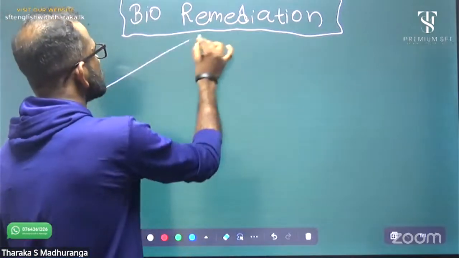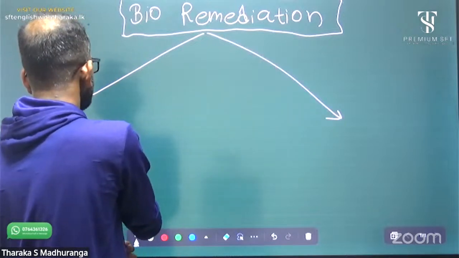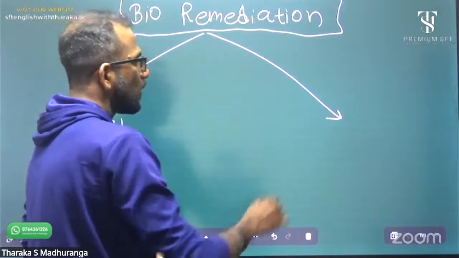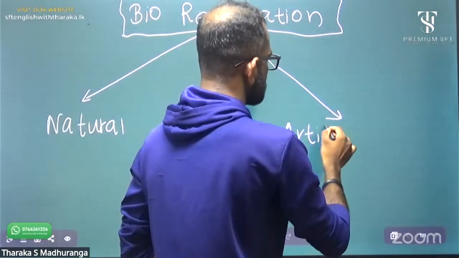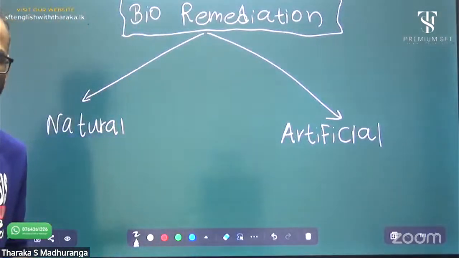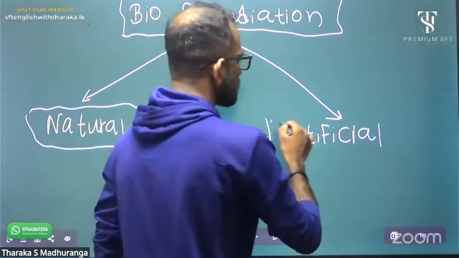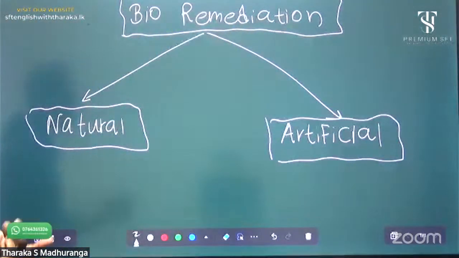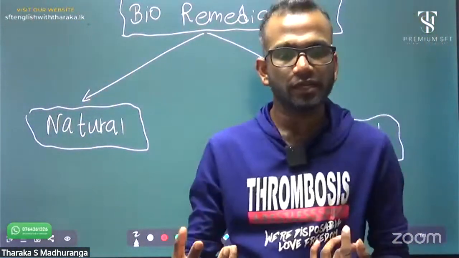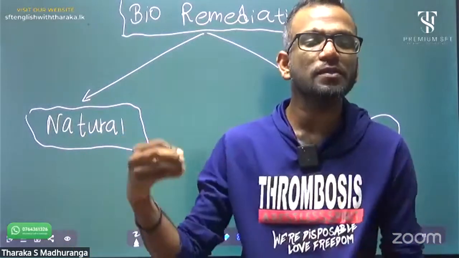Bioremediation is mainly of two types: natural bioremediation and artificial bioremediation. Natural bioremediation means converting hazardous, toxic material in the environment into non-hazardous materials using naturally available microorganisms in the environment.